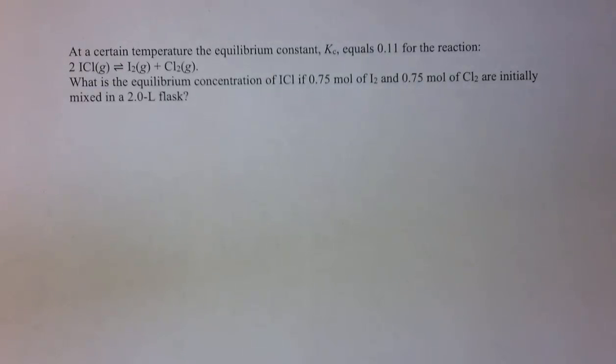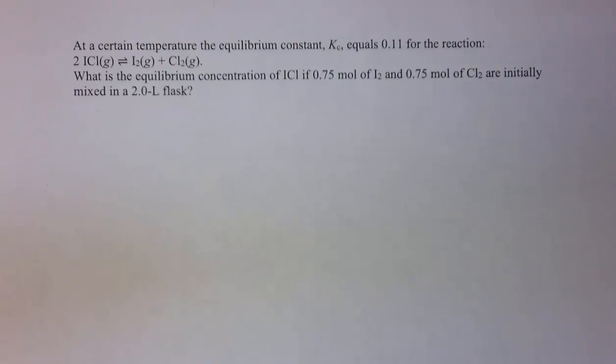At a certain temperature, the equilibrium constant K equals 0.11 for the following reaction. What is the equilibrium concentration of iodine monochloride if 0.75 moles of iodine and 0.75 moles of chlorine are initially mixed in a 2-liter flask?